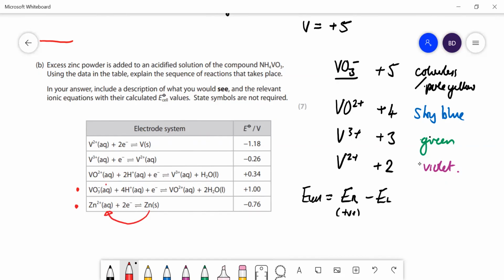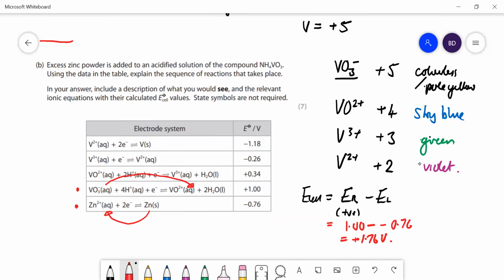And this one is most positive, so that's going to take in the electrons, the electron from the zinc, and go forwards. Okay, that's what's going to happen there. What would E cell for that reaction be? Well, the right hand side electrode is the more positive, which is the vanadium. So we're going to have 1 minus 0.76, so that's plus 1.76 volts for E cell for that equation.